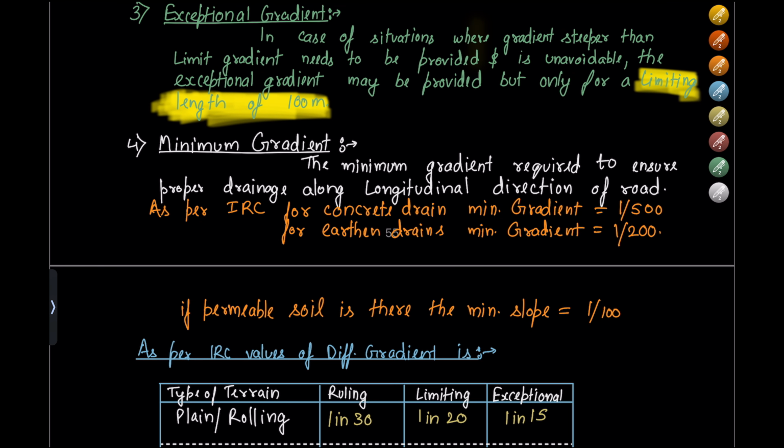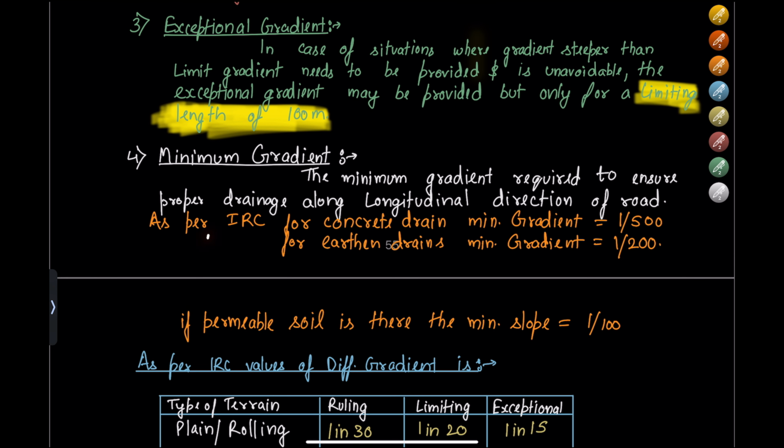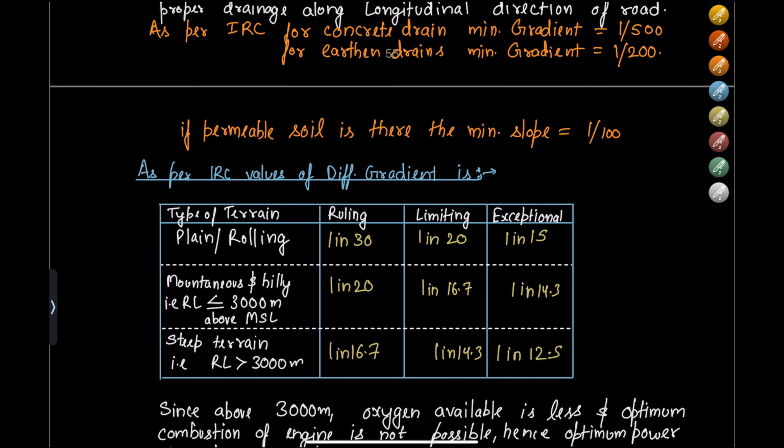Minimum gradient. The minimum gradient required to ensure proper drainage along longitudinal direction of a road is known as minimum gradient. It is the gradient below which we cannot provide, because drains need to be provided along the longitudinal direction of the road. As per IRC, for concrete drains the minimum gradient is 1 in 500, and for earthen drains it is 1 by 200. If there is permeable soil, the minimum slope that needs to be provided is 1 by 100, when penetration of water can be observed in the soil.